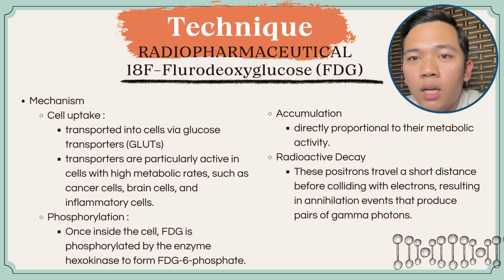For the accumulation, the accumulation of FDG-6-phosphate within cells is directly proportional to their metabolic activity. Tissues with higher metabolic rates, such as tumors, brain regions, and inflamed tissue, will accumulate more FDG. This characteristic makes FDG an effective marker for identifying areas of high glucose metabolism.